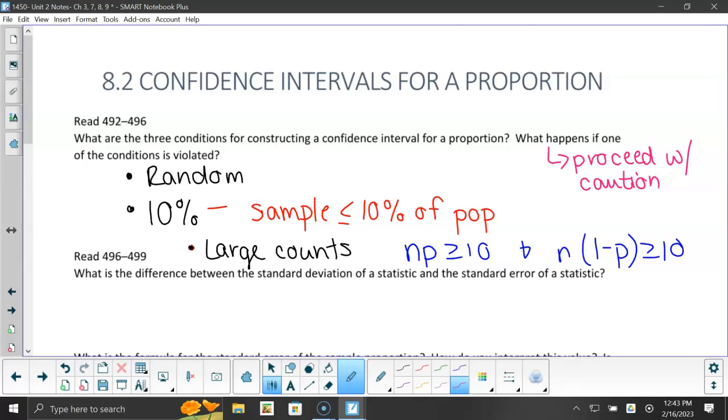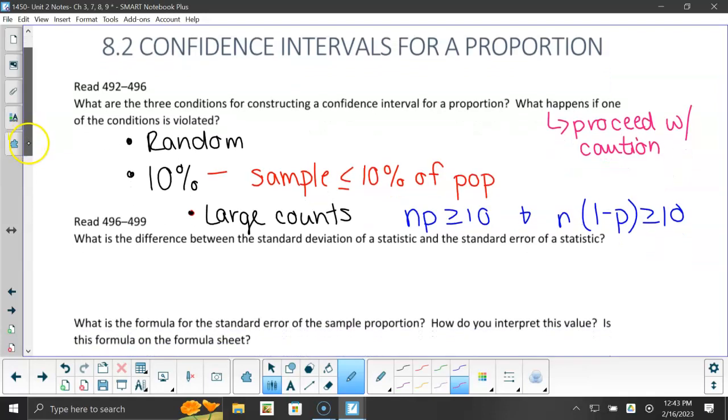Literally every time we do it, I would say, random, check. 10%, less than 10% of the population, check. Check those two, put check, check. We can move on. All right, so what's the difference between the standard deviation of a statistic and the standard error of a statistic?